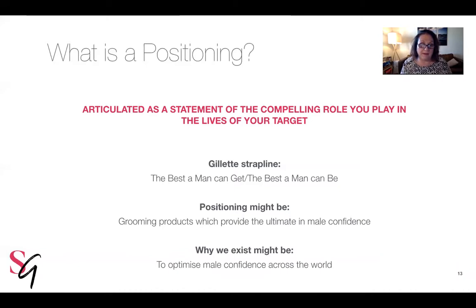So it might be, the positioning might be grooming products which provide the ultimate in male confidence. So you see you've got an emotional component there. And why we exist might be to optimize male confidence across the world, or to get as many men laid as possible across the world, whichever way you want to see it. I always see these ads as sort of buy this, get laid. But yeah, I'm sure that I would never have written that down. So to optimize male confidence across the world is probably closer.